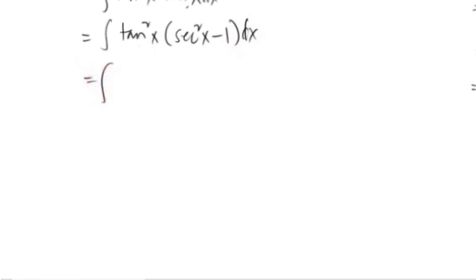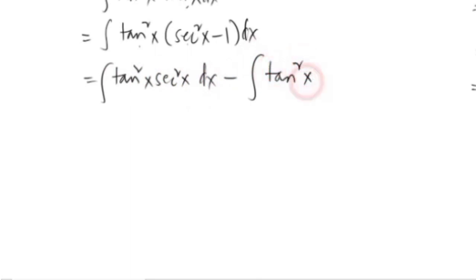And tangent square times secant square, so we have tangent square x secant square x dx minus the integral of tangent square x dx. Now, we let our v equal to tangent x and to check natin if this is the derivative. So your dv is equal to secant square x dx.